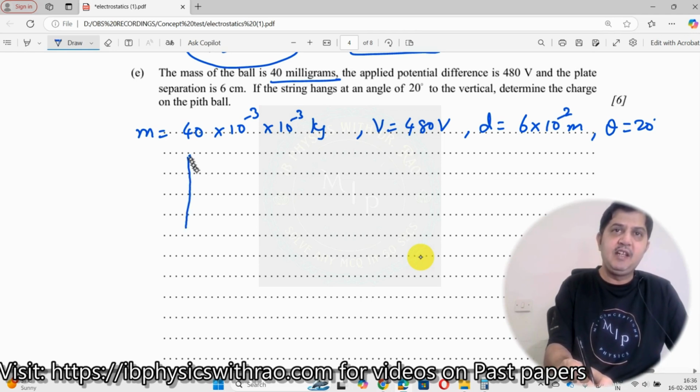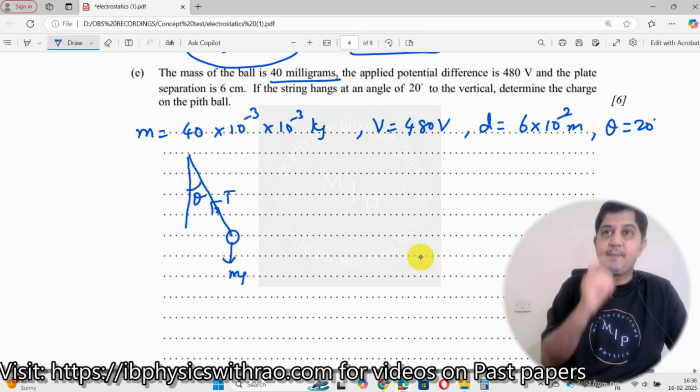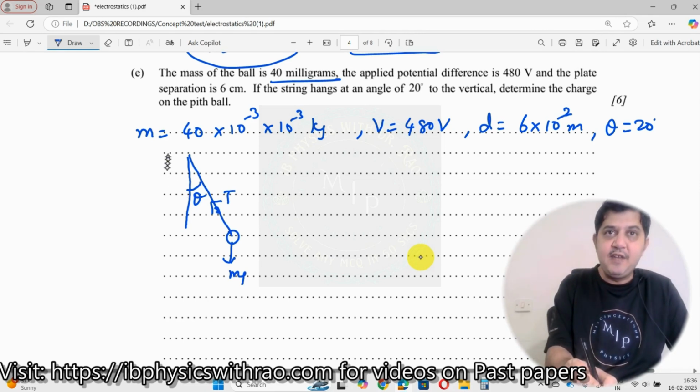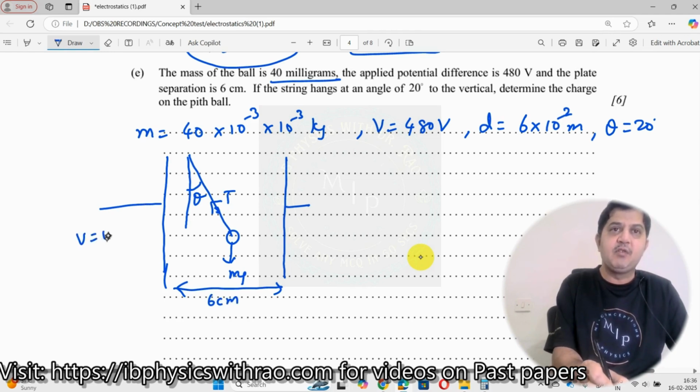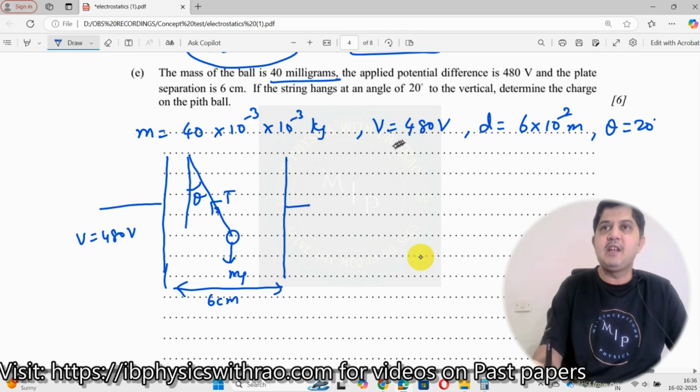Now this is the vertical, this is the angle theta, this is the pith ball, this is your mg, this is your tension. And what does it say? This is V. These are the two plates that are given here, and the distance between these two is given to be around 6 centimeter, and the potential difference V is equal to 480 volt. Now what is being required? You need to determine the charge on the pith ball. Let the charge be Q over here.